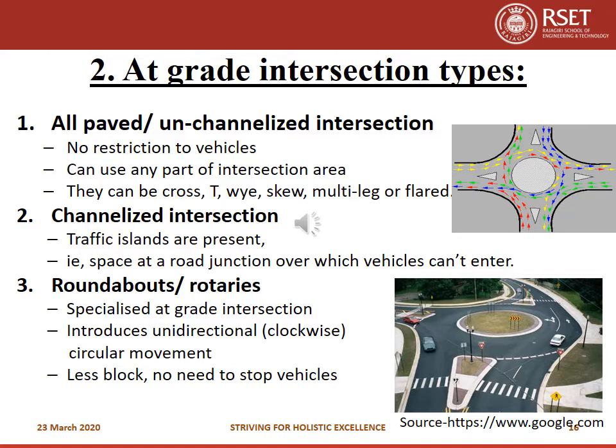Next is at grade intersection types. You can see 3 types here. First is the all paved or unchannelized intersection. In this type of intersection there will be no restriction to vehicles. So vehicles can use any part of the intersection area, and based on the shape of the intersection they can be cross, T, Y, skew, multi-leg or flared, which you can see in the next slide. And another type is channelized intersection.